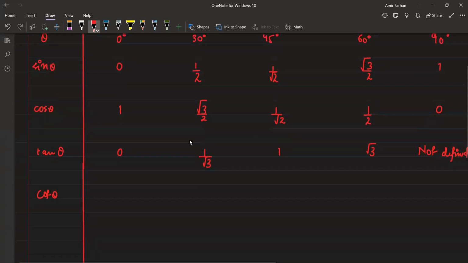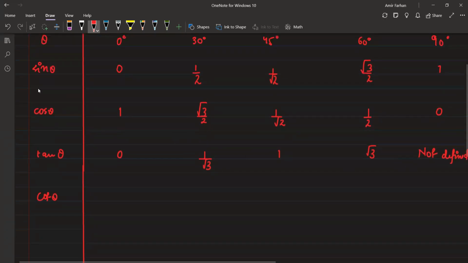Now think a little bit. Tan theta is perpendicular by base, cot theta is base by perpendicular. So the ratio will change. Tan theta was sin theta by cos theta, but if I take cot theta, it will be cos theta by sin theta. So 1 by 0 will be not defined.